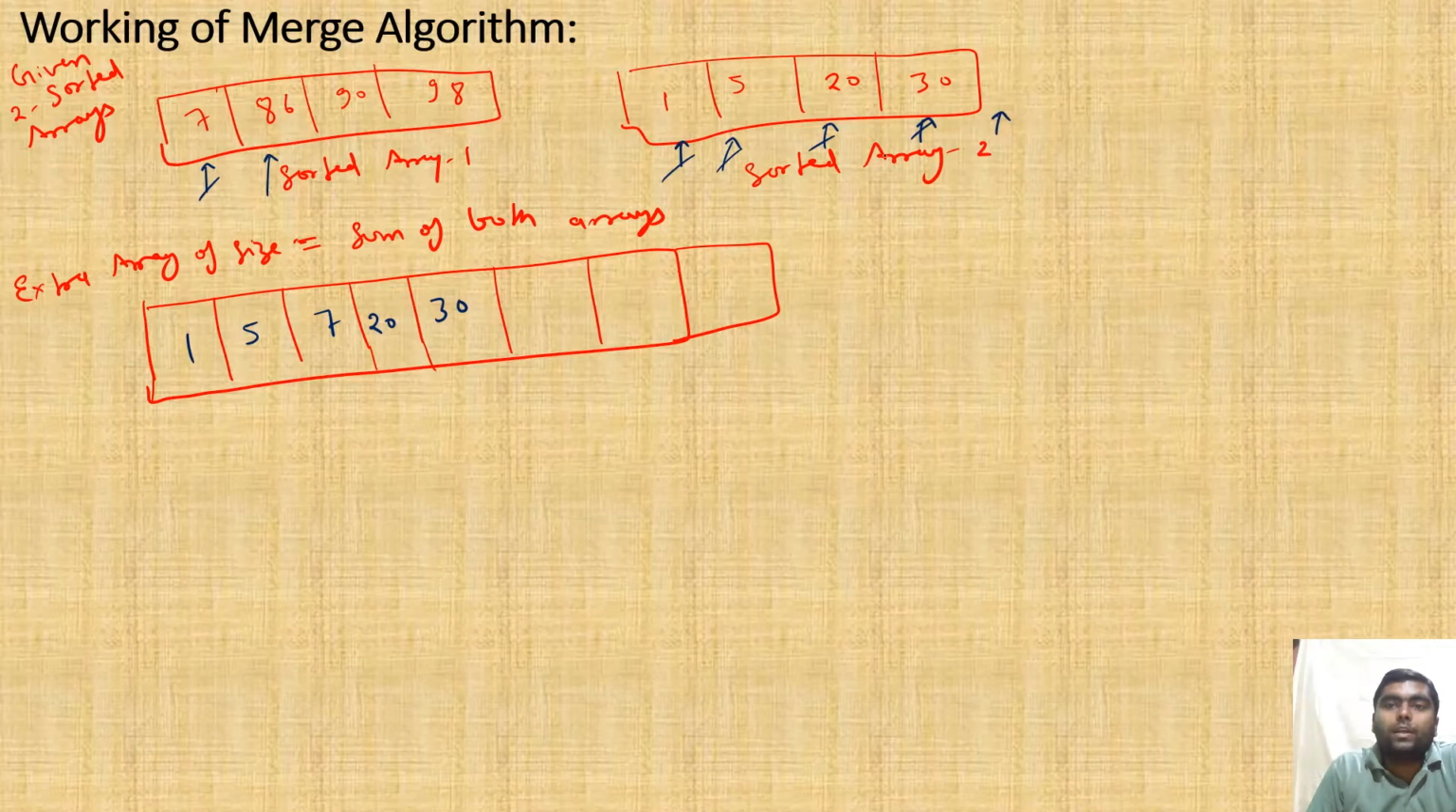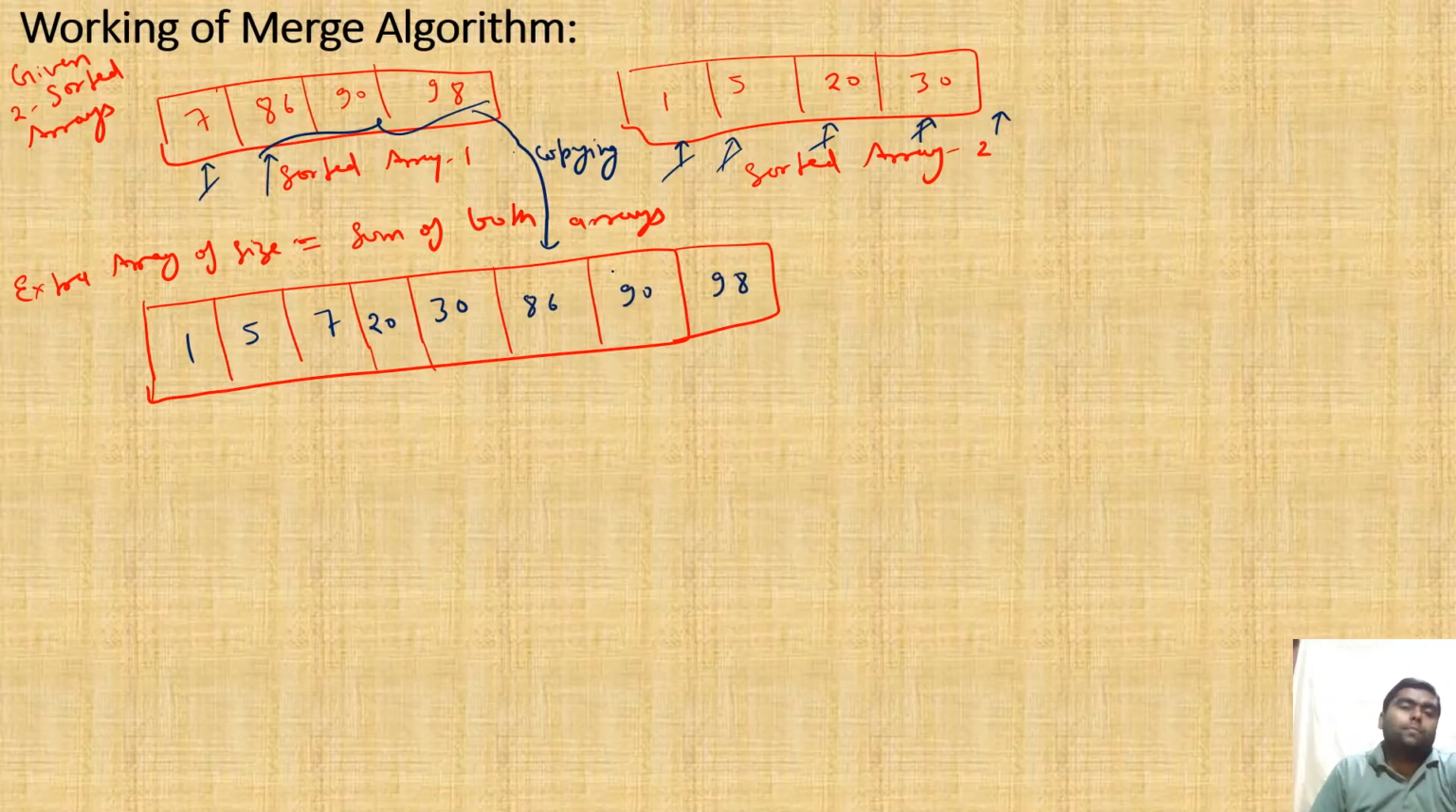Now one array is over, so copy the remaining elements of the second array, because we know it is sorted. So just copy all the elements. Copying. So what will be the resultant? Resultant will be 86 and 90 and 98.